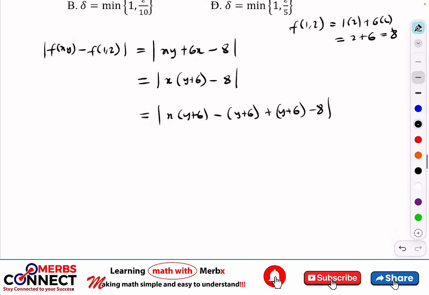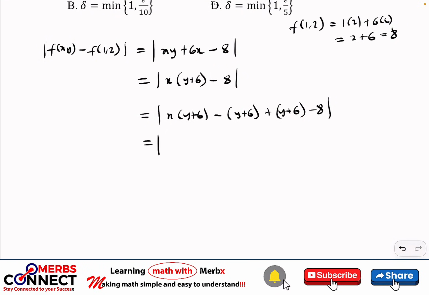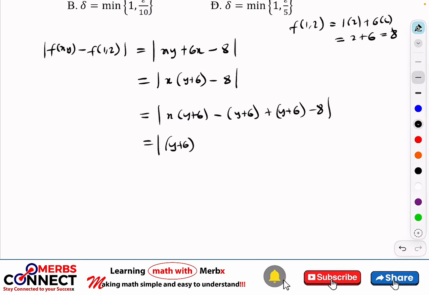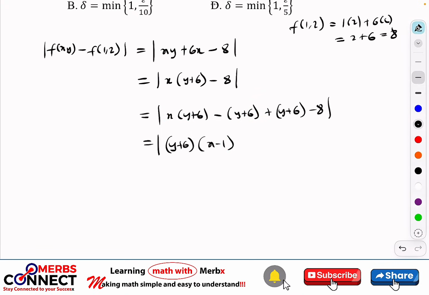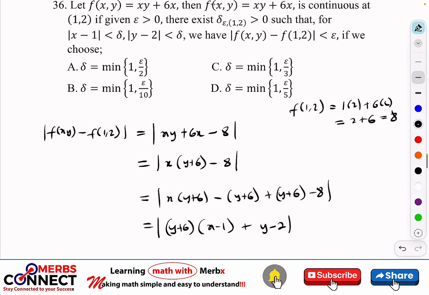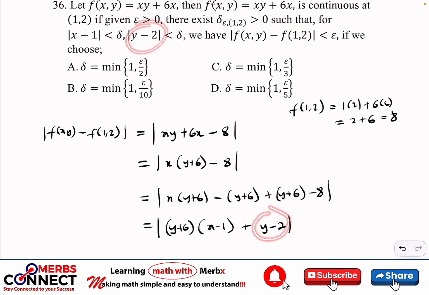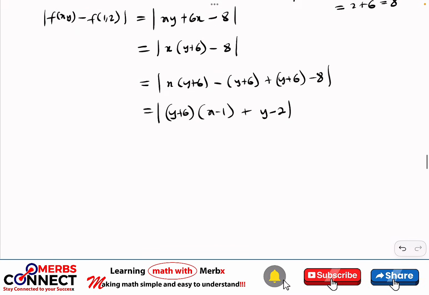So that now I can factor this and this out, right? So I'm going to have y plus 6 out, and it will be left with x minus 1. So you see what I'm doing here. I factor this one out, it will be left with 1. Factor this one, it will be left with x. And this one here is y plus 6 minus 8, which is going to give us plus y minus 2. So you see the way I build my y minus 2 and my x minus 1. Solving more questions is going to help you to do this.